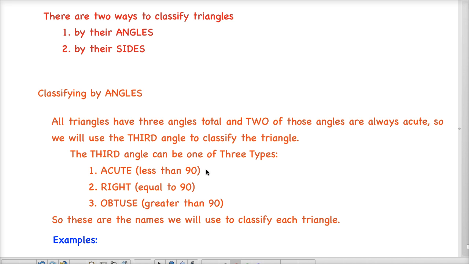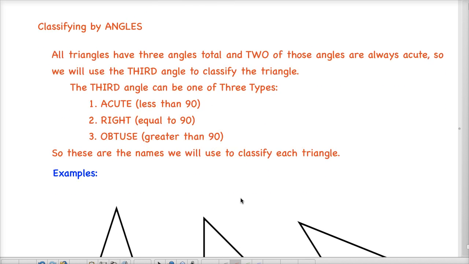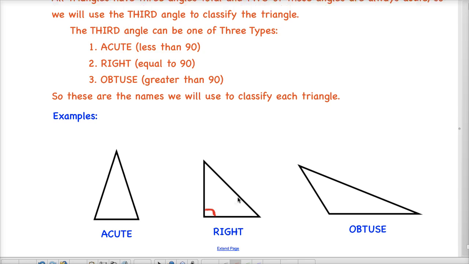It'll be acute if all three angles are less than 90. It'll be right if there is one angle that is equal to 90, and it'll be obtuse if there is one angle that is greater than 90. So if we look at a set of triangles here, we have an example of one that is acute, one that is right, and one that is obtuse.